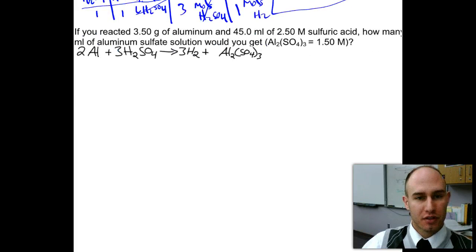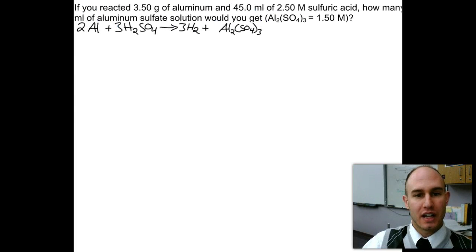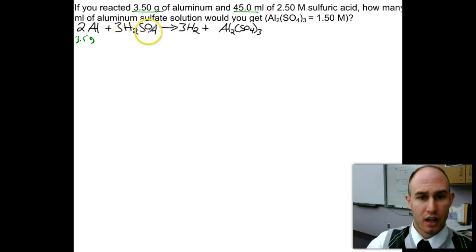Last problem for the solution stoichiometry example here: if we react 3.5 grams of aluminum. So I'm going to write this down here, 3.5 grams of aluminum and 45 milliliters of the 2.5 molar solution of sulfuric acid. So 45 milliliters is going to be 0.045 liters. And again, it's 2.5 moles per liter for the molarity of the sulfuric acid, its concentration.